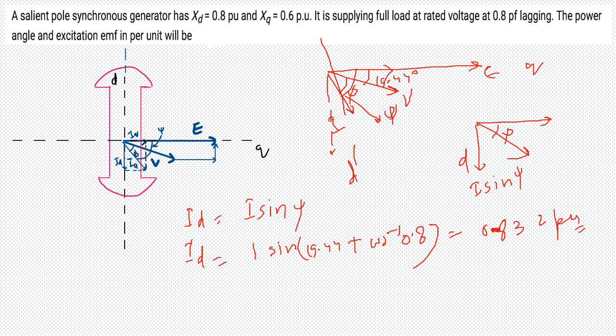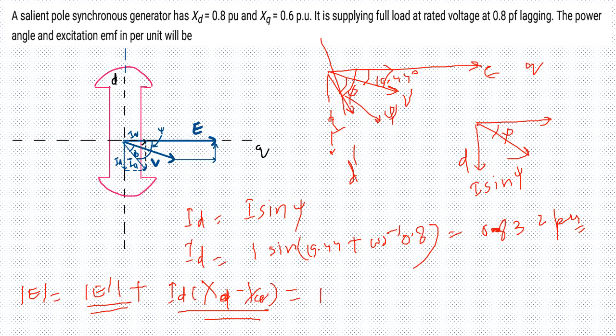Once you have your id, the magnitude of E is going to be the magnitude of E dash plus id into XD minus XQ. Remember that this is only the magnitude; you don't have to use any complex numbers here. E dash is 1.44, which we calculated earlier, and id is 0.832, into XD minus XQ, which is 0.8 minus 0.6. If you calculate this, it comes out to be 1.60.